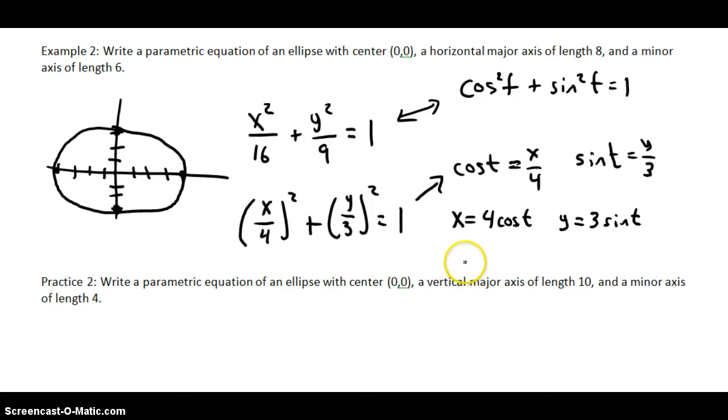And then we need our restriction. Well, this one doesn't really tell us where to start, so we can assume we start here at the angle 0 and just rotate one time around the unit circle. So we'll go from t equals 0, 0 is less than or equal to t is less than or equal to 2 pi. So there's your equation.